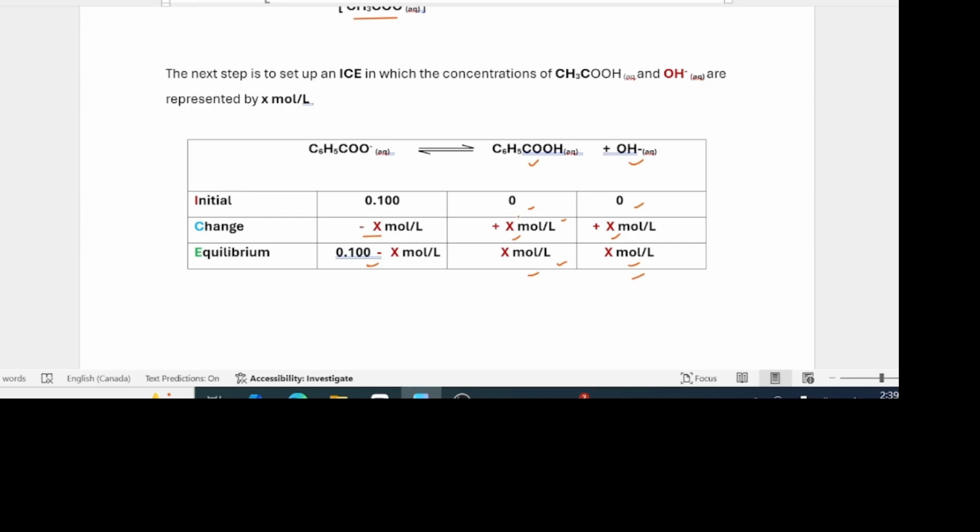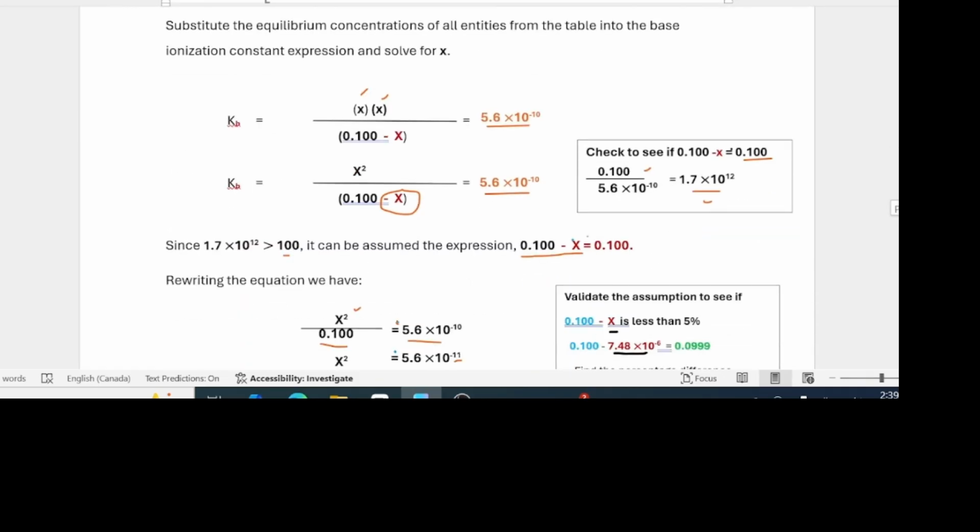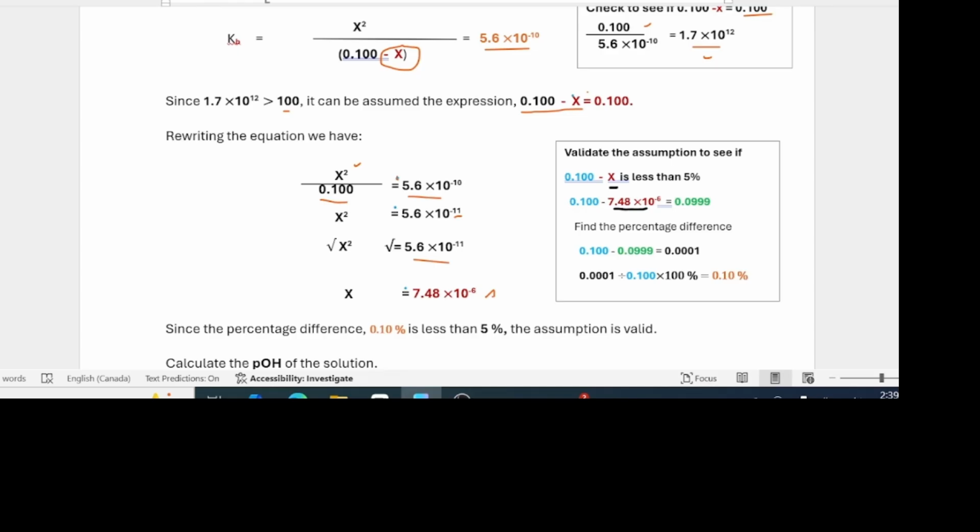Supposing that X moles per liter is being produced for each, then you have to remove that from the initial concentration. And when you do that, you end up with that as the final concentration in the equilibrium mixture. Put all of that into the Kb expression. See if this X is not very significant. To do that, take the concentration divided by the Kb. If it's greater than 100, then you can assume that these two are the same.